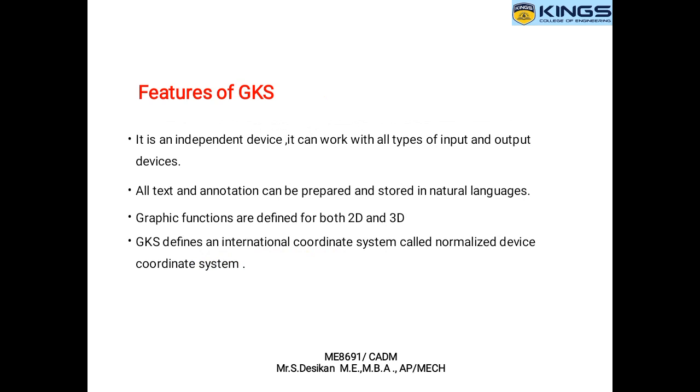The next one, what are the basic features of the graphical kernel system? The first one is that it is independent of device. Whatever the input device and whatever the output device, the graphical kernel system can accept any type of input and any type of output can be produced. And all text annotation and natural languages are stored in GKS, so it can be used as machine level language and assembly level language, as well as program coding language. Whether in terms of images or graphical format, both 2D and 3D can be used with this graphical kernel system.